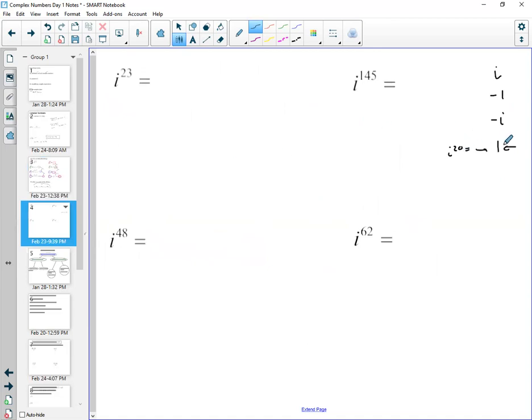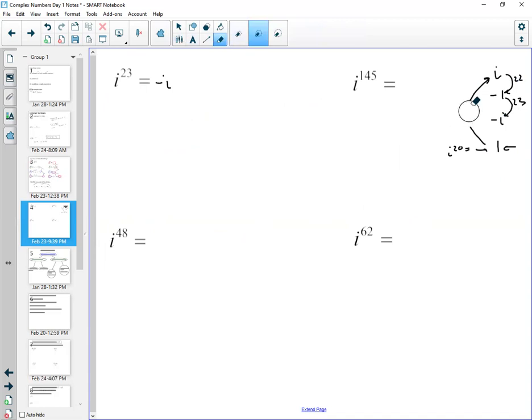And you just count up. If this is 20, it's like 21, 22, 23. The answer is -i. It's 3 more than a multiple of 4, so you go 1, 2, 3.